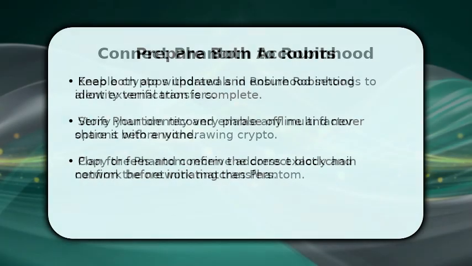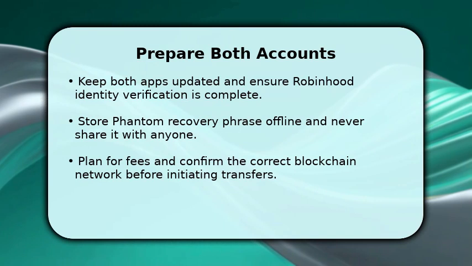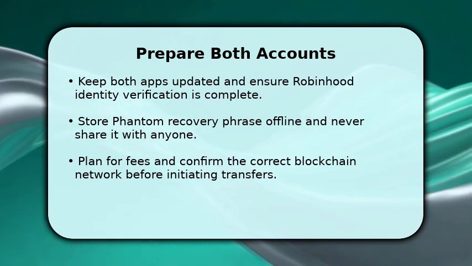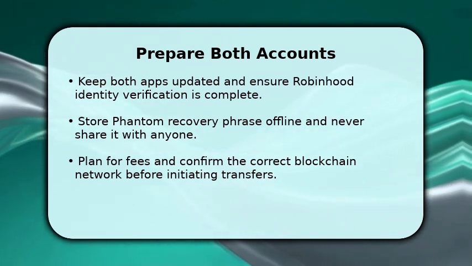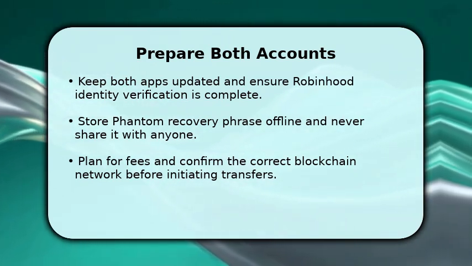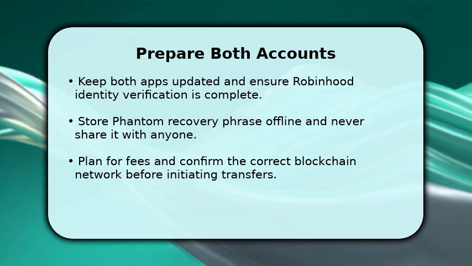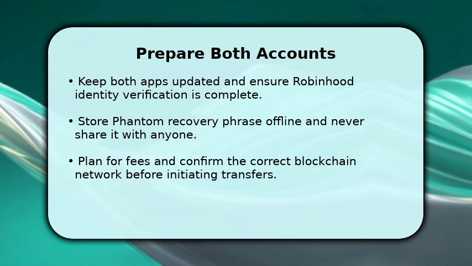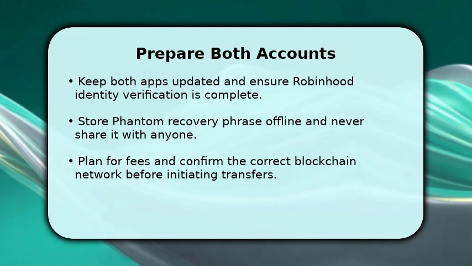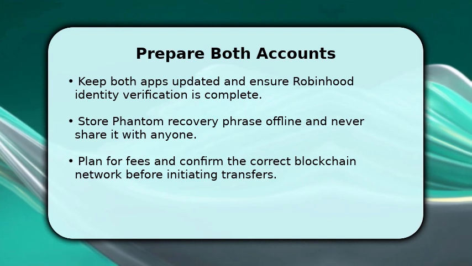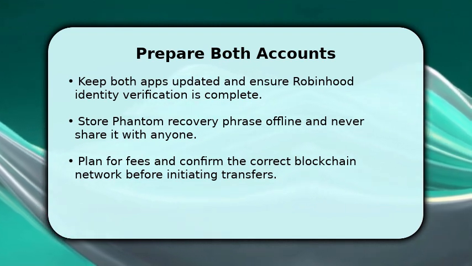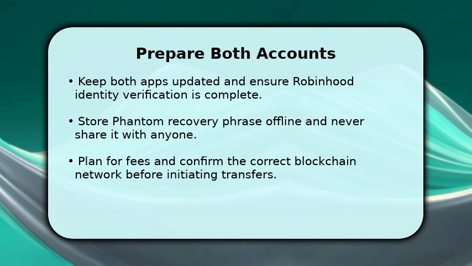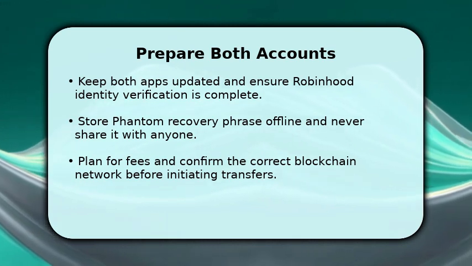Make sure both Robinhood and Phantom are updated and your Robinhood identity verification is complete before starting transfers. Store your Phantom recovery phrase securely offline and never share it. Check fees and the correct network, and consider a small test transfer first to avoid mistakes. Track transaction ID and timestamps in case you need support, and only send larger sums after your test transfer confirms success.